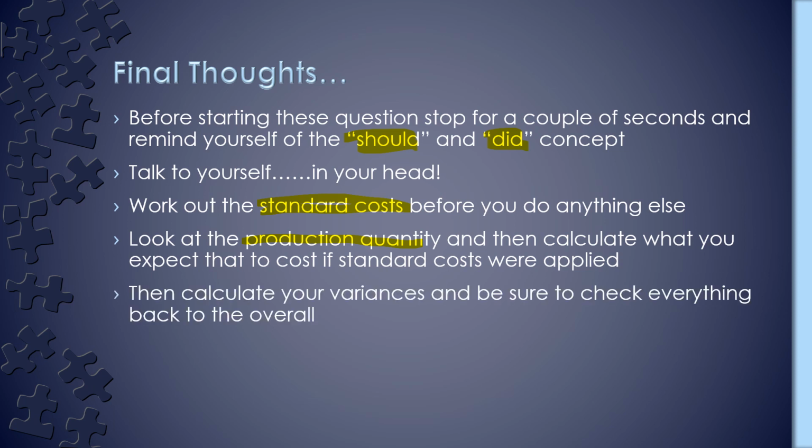And of course, be sure to check everything back to your overall variance. Okay, so that's your overall production variance that we just done on the last slide there, but also the individual overall material variances made up of your usage and your price, your overall labour variance made up of your efficiency and rate variances. You then add into your overhead variance, expenditure variance, and that will come back to your overall production variance as well. And at the end of the day, as I always say, practice makes perfect, almost.